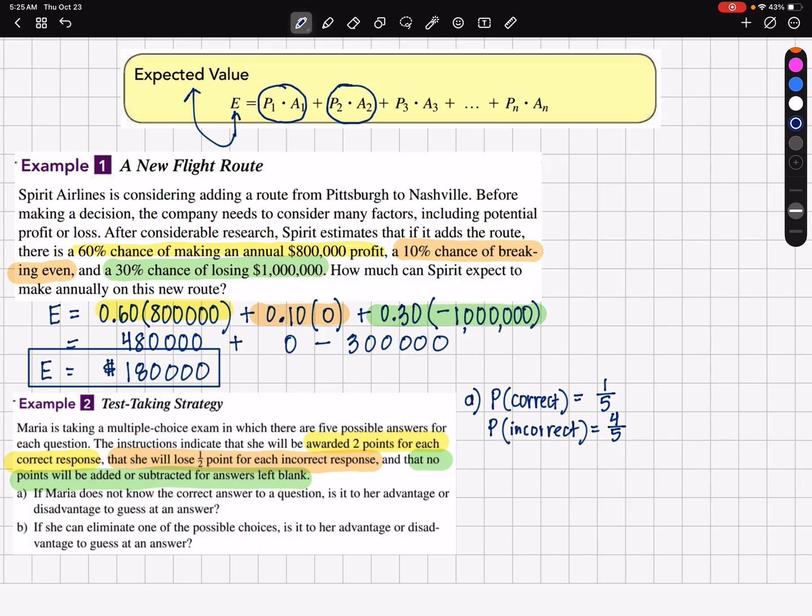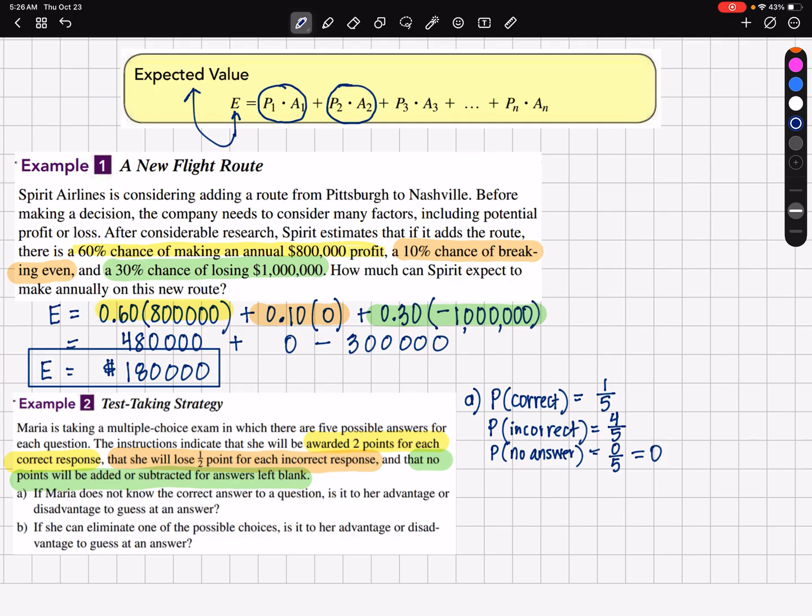And then the probability with her not answering at all, that would be 0. Right? So the probability of no answer, if she doesn't choose anything, that's 0 out of 5. She's not choosing any of the 5 answers. So that's a 0.